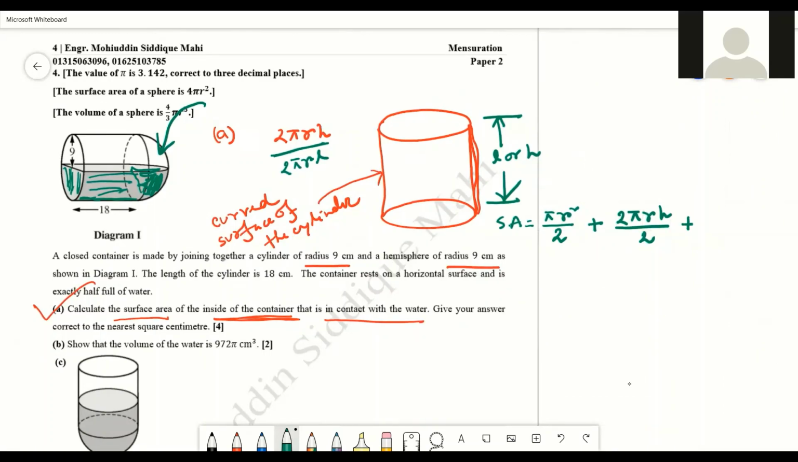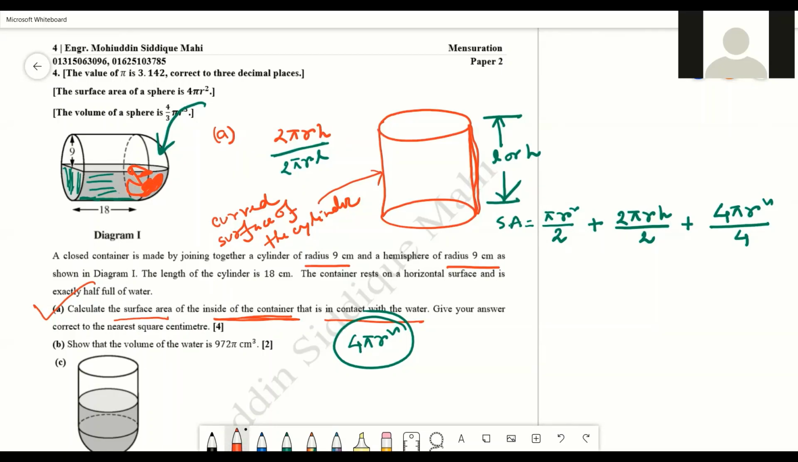Now, what's the formula of the surface area of a sphere? It's 4 pi r square. So 4 pi r square divided by 4. Why? Because if you look here, the part of the sphere that is in contact with the water is actually half of the hemisphere, so that means 1/4 of the sphere. Okay, so I think we have got our formulas right.